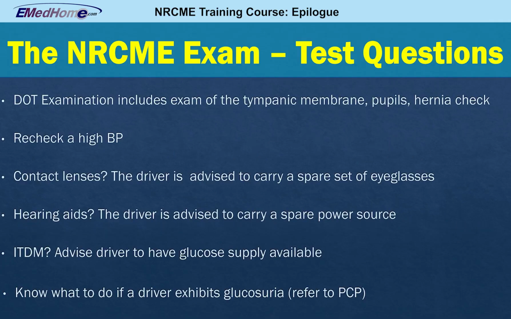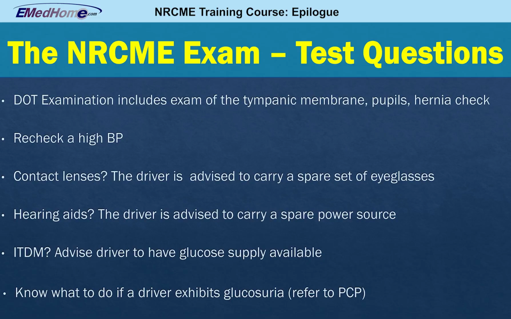There are certain concepts that keep coming up on the various versions of the NRCME exam, even though the questions themselves vary. Remember that examination of the tympanic membrane and the pupils are part of the required exam, as is a hernia check. If a driver's blood pressure is initially found to be high, the examiner is to recheck the blood pressure before making a certification decision.